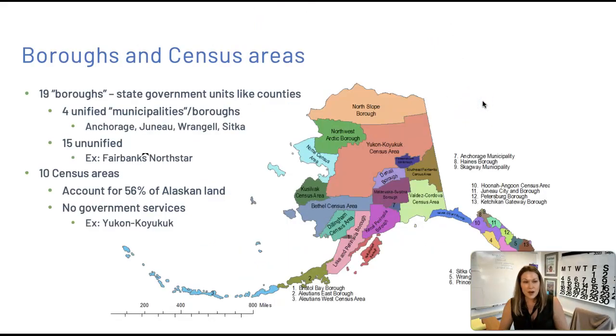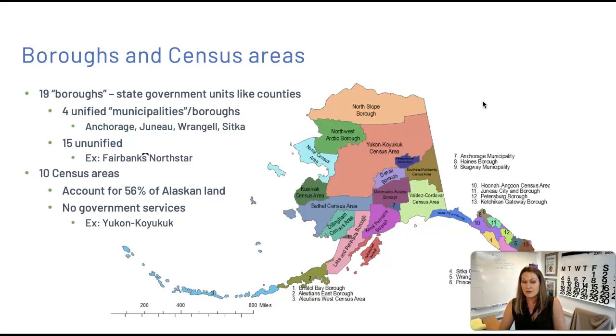So you'll hear me talk about boroughs and census areas, and you'll read about it in the readings. There are 19 boroughs in Alaska, and these are state government units. If you're from the lower 48, they're the equivalent of a county. Of those 19 boroughs, 4 are unified municipalities. So Anchorage, Juneau, Wrangell, and Sitka. The city and the borough are unified. There are 15 ununified boroughs. So if you're in Fairbanks, the North Star borough is an ununified borough because it is separate from the city of Fairbanks. In addition to those 19 boroughs, there are 10 census areas.